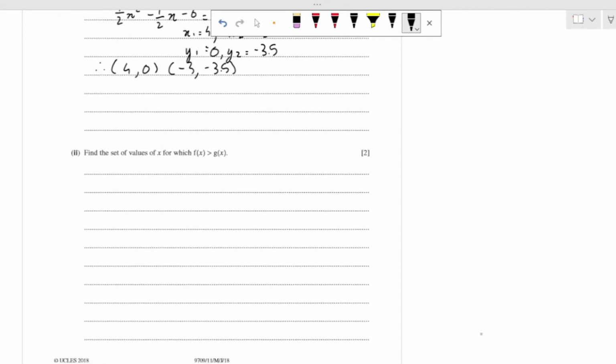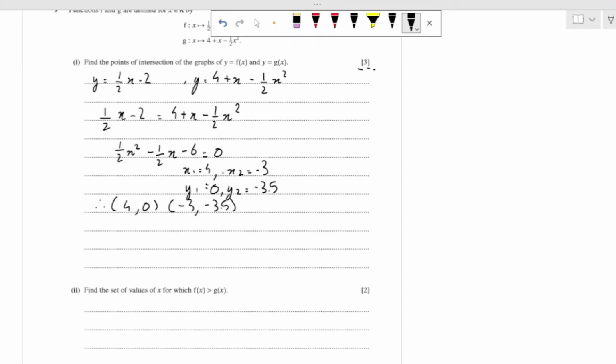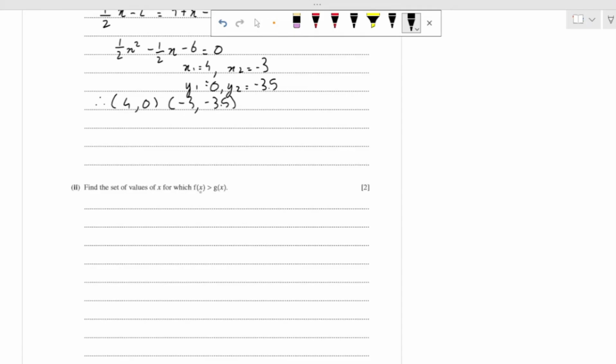Find the set of values of x for which f(x) is greater than g(x). We already figured out in the first question that when we solve both of these simultaneously, we get this equation over here, 1 by 2 x squared minus 1 by 2 x minus 6. So over here again, we're equating them, but it's in an inequality. So we do not really need to show much working. We already know the equation we get when we put both of them together. That is 1 by 2 x squared minus 1 by 2 x minus 6 is greater than 0.